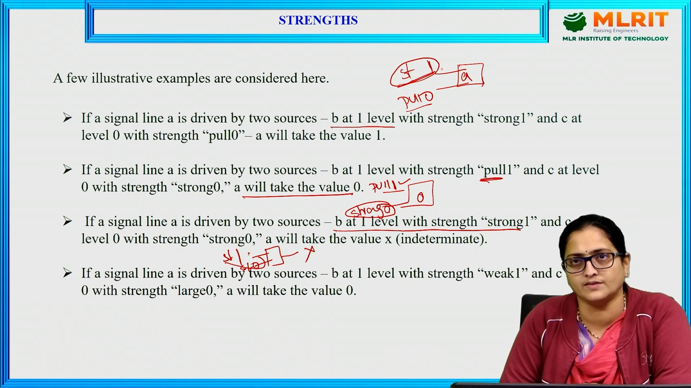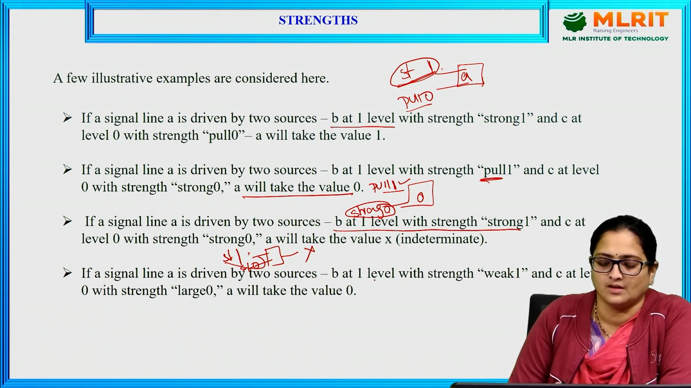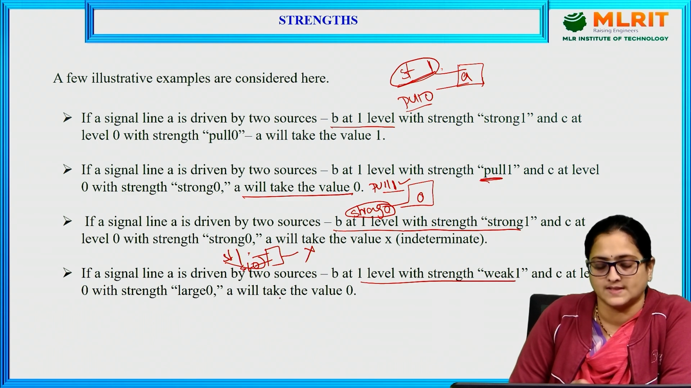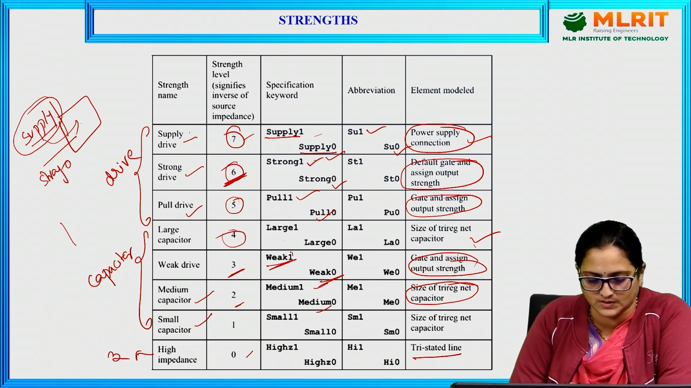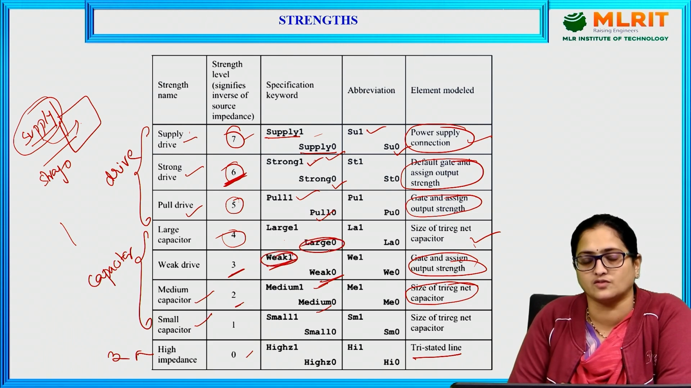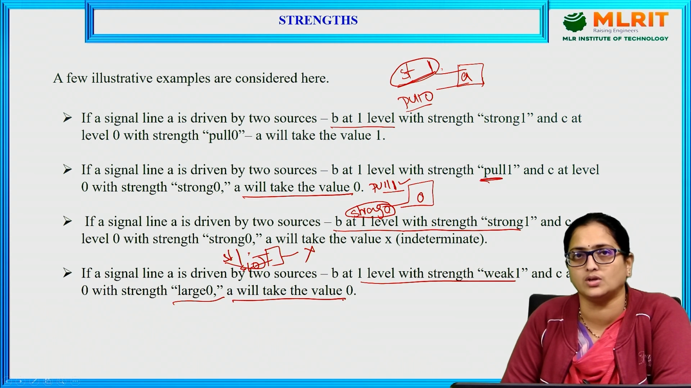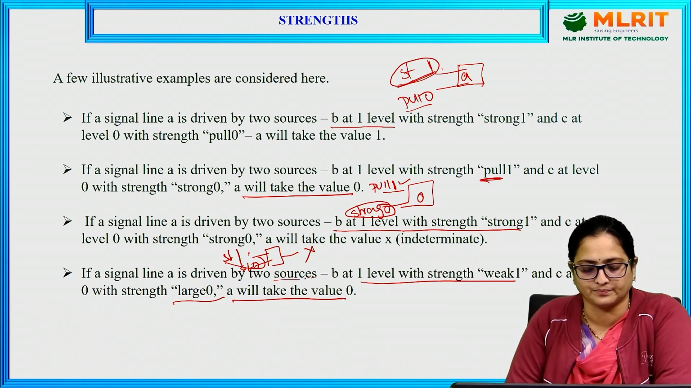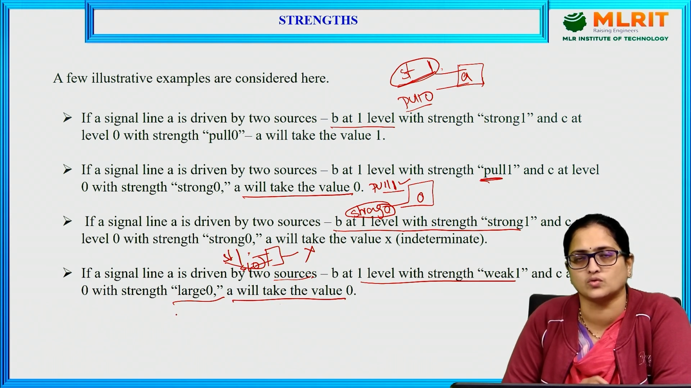Next, if a signal line is driven by two sources, B with the weak 1 and C with the large 0. This is weak 1 and large 0. So the large capacitance has a higher strength, and it takes large 0 as the input. So A will take the value 0 as its input.